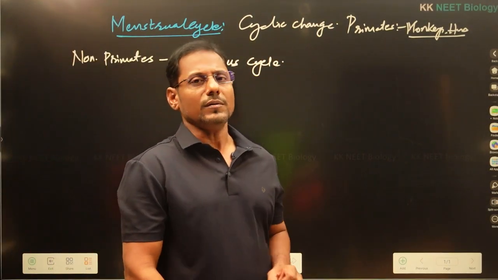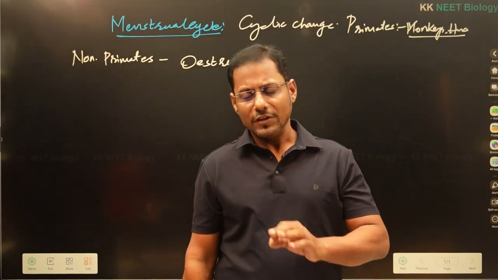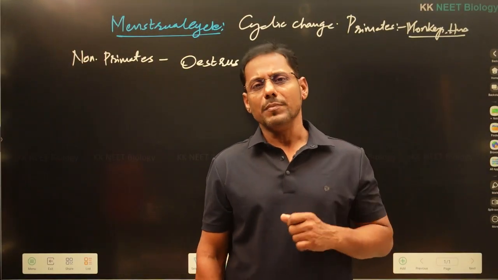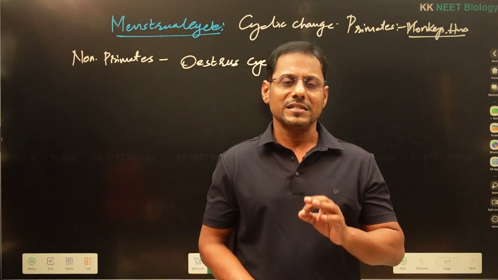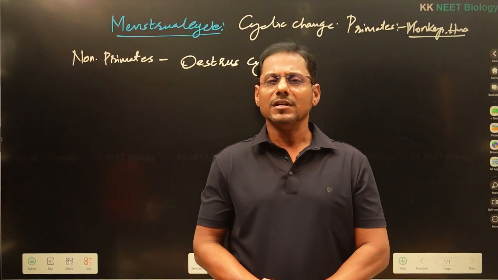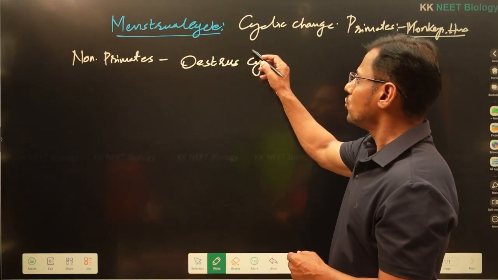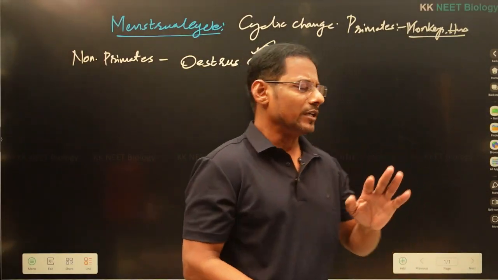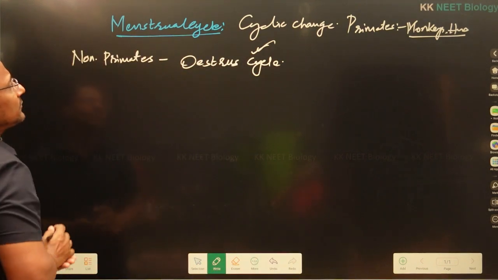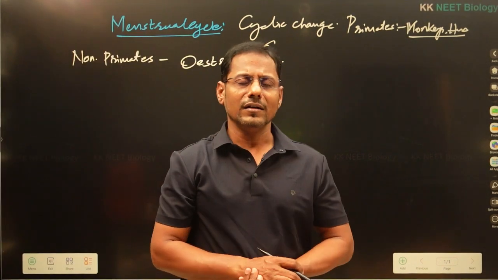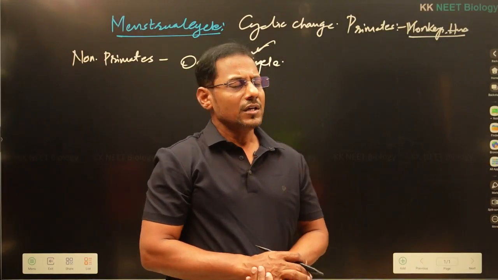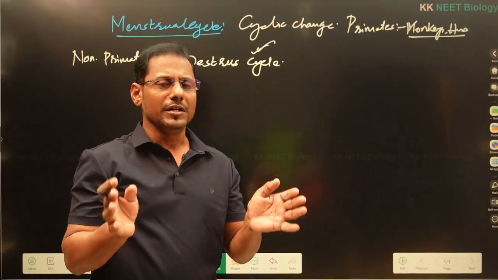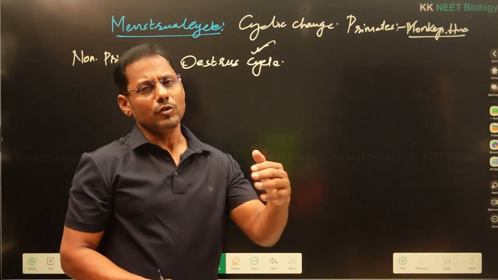So remember this one. If the cyclic changes are happening in primates, then we call it the menstrual cycle. If it is taking place in non-primate animals such as a dog, we call it the estrous cycle. In estrous cycle also, many changes take place in some non-primates, right? To easily understand our menstrual cycle, we can divide this menstrual cycle into different phases. So these 28 days of period, we can divide into 4 stages.